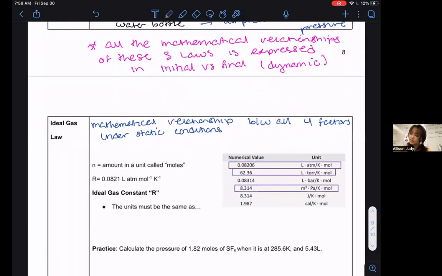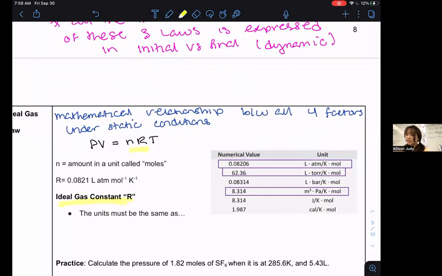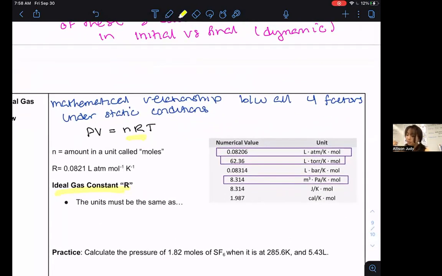And what the law tells us is that pressure times volume equals the amount of gas particles measured in moles times some gas law constant, and temperature. This gas law constant is known as the ideal constant. And we actually have many variants that we use depending on the individual units of the 4 factors: pressure, volume, moles, and temp.